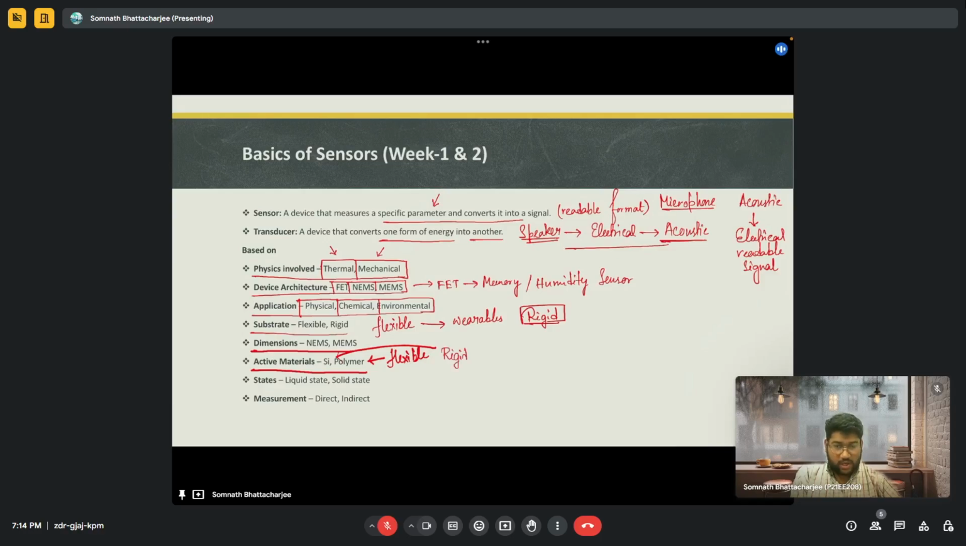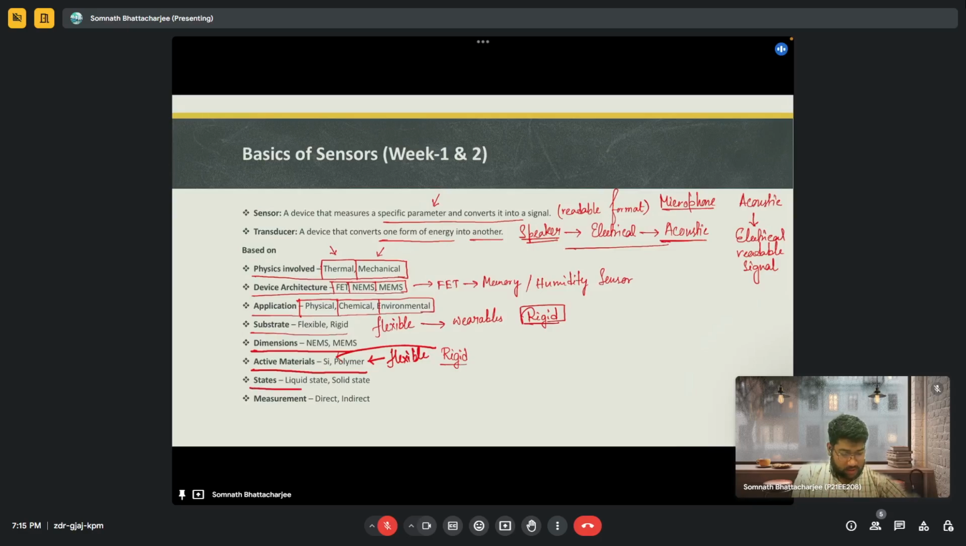So everything is overlapping. Based on a specific sensor, we can characterize it: based on the physics involved, we can tell it as a thermal sensor, but it's sensing maybe an environmental parameter. Maybe it's sensing the temperature outside our room, so it will be an environmental sensor, whereas it will be a thermal sensor as well.